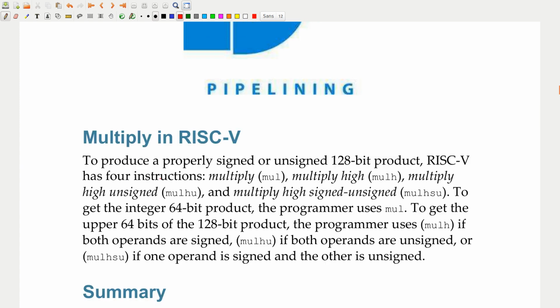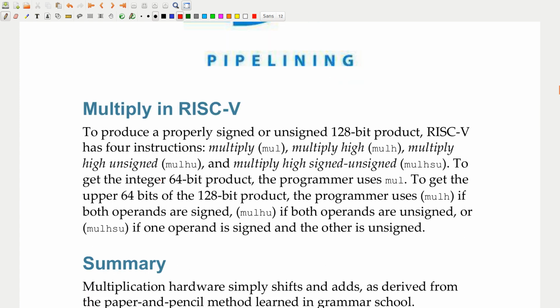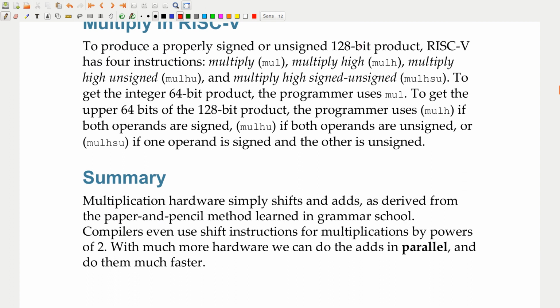Okay. So multiply in RISC-V. This just says some of the instructions that we could use for multiplication. We can do multiplication to get an entire 128-bit product, or we can do kind of a half multiplication to get a 64-bit product. Very simple.